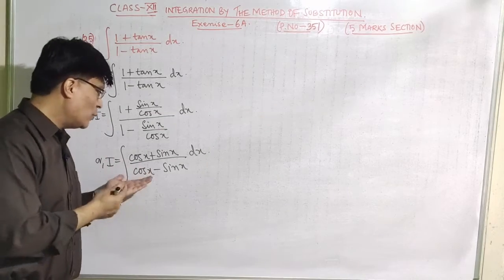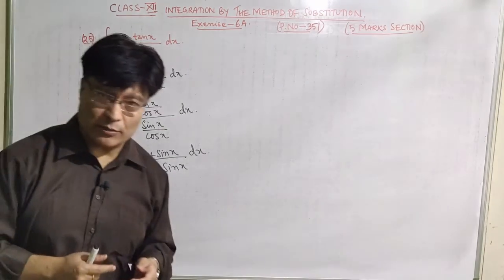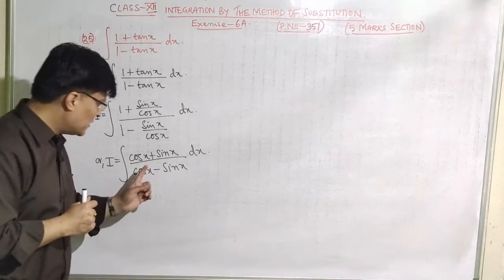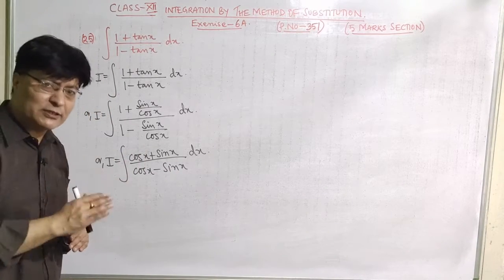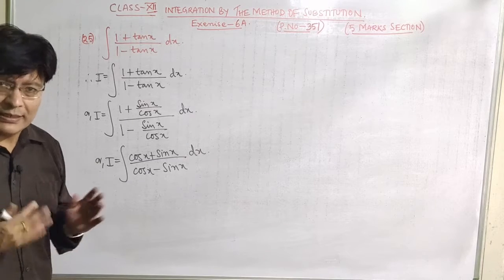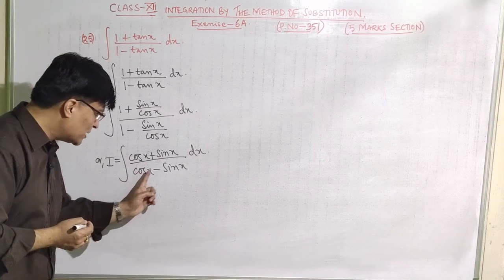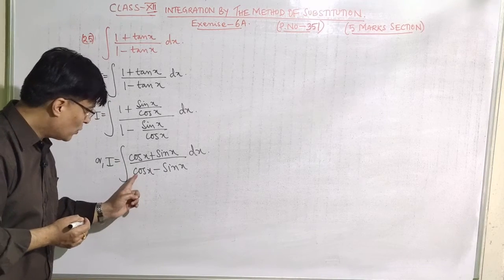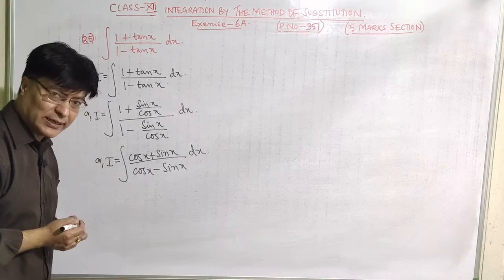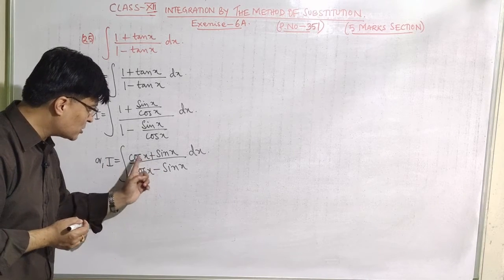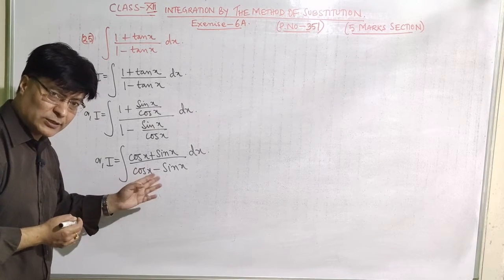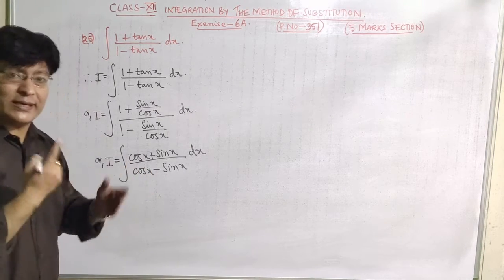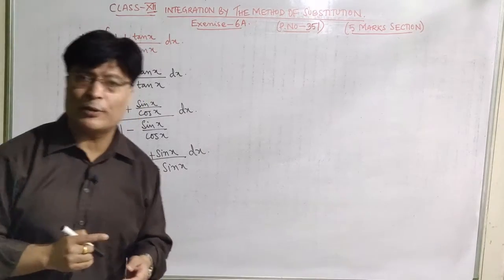So next, how will you evaluate this integration now? So let us differentiate the denominator. Let us check it. Are you getting the numerator after differentiation of denominator? Let us check it. So your denominator differentiate. What is the differentiation of cos x? Minus sin x. What is the differentiation of sin x? Cos x. So here minus is taken common. So it is cos x plus sin x, which is in the numerator. We are getting the numerator here by taking minus common out here.